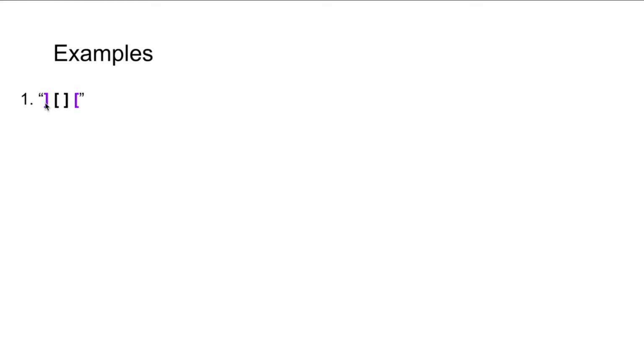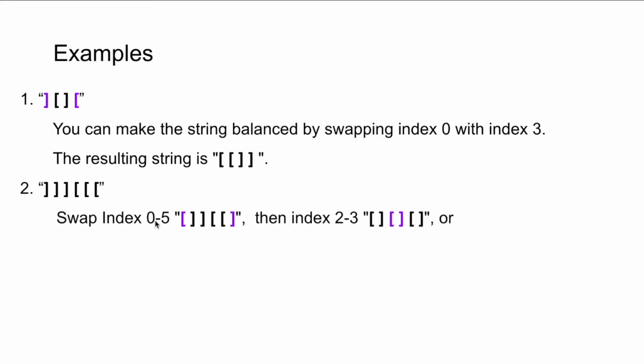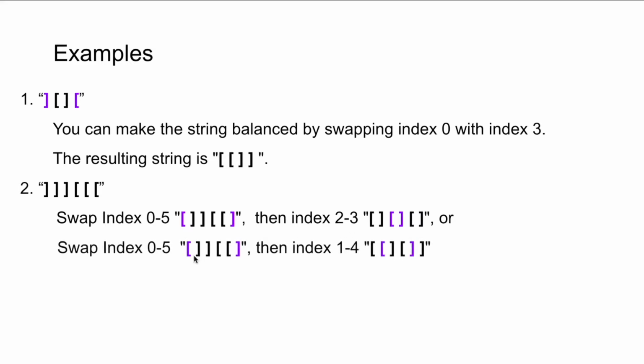Example 1, we can make the string balanced by swapping index 0 with index 3. The answer is 1. Example 2, we can swap index 0 and 5, then index 2 and 3. Or swap index 0 and 5, then index 1 and 4. Both resulting strings are balanced. The answer is 2.